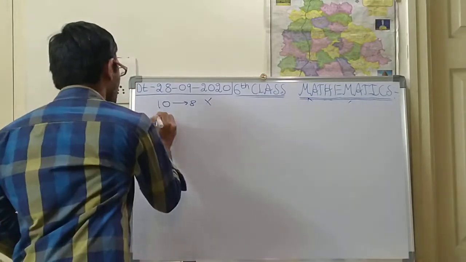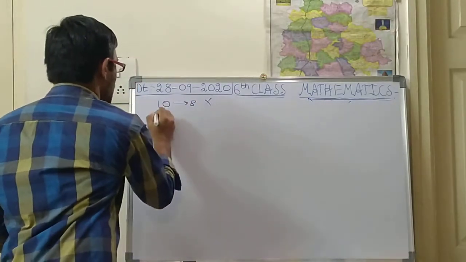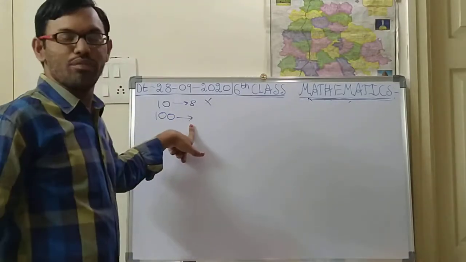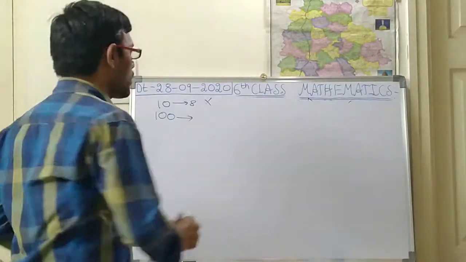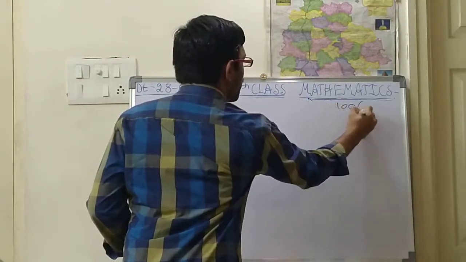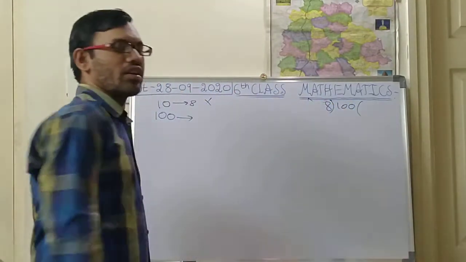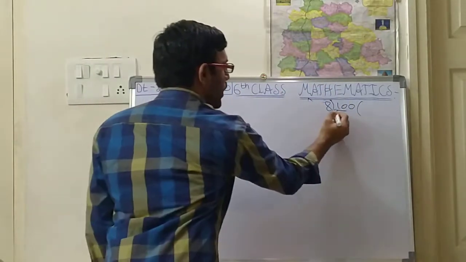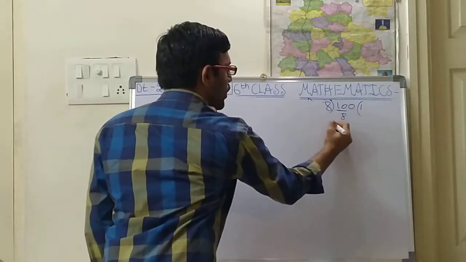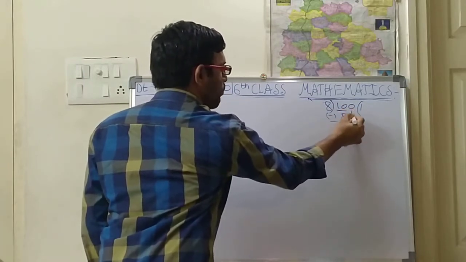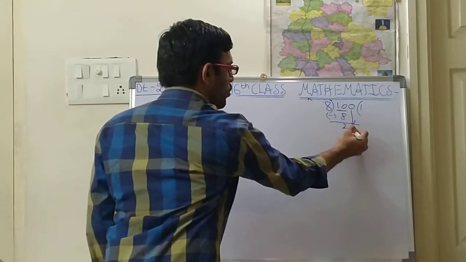Then take the next 10. What is the next 10? 100. Identify whether 100 is divisible by 8 or not. So do the general division. Here I am dividing 100 by 8. First take 2 digits: 8 ones are 8. 10 minus 8 is 2. Again bring 0 down: 20.